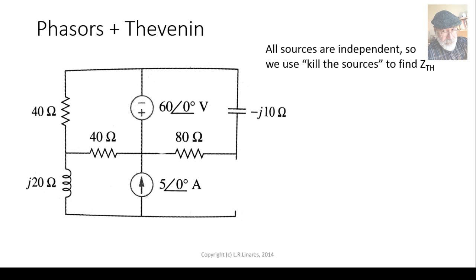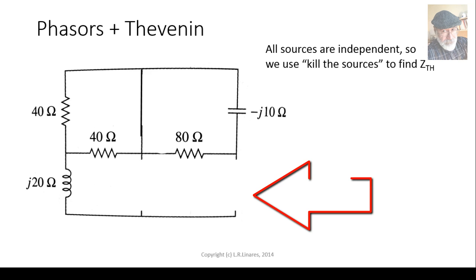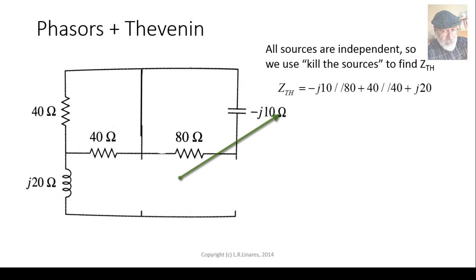Well, all sources in that circuit are independent, so we can use the kill the sources method to find Z Thevenin. That's right. Kill the V source, it's a short circuit. Kill the current source, that's an open circuit. What is the impedance seen at the port where ZL was connected? Well, that impedance is negative j10 in parallel with 80, and that in series with 40 in parallel with 40, and that in series with j20. Use your calculator, and the Z Thevenin is 21 plus j10 ohms approximately.